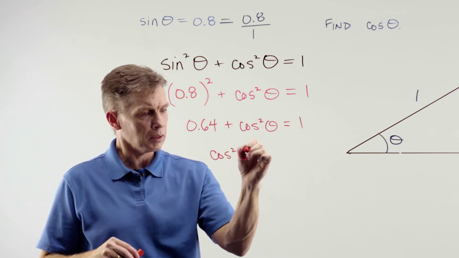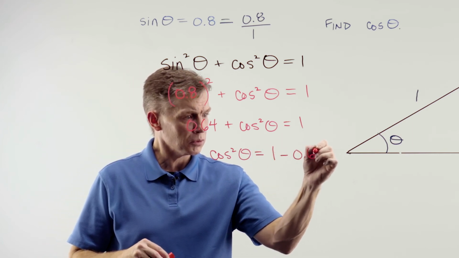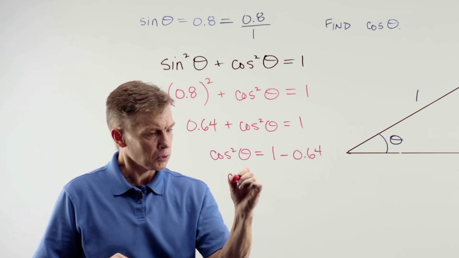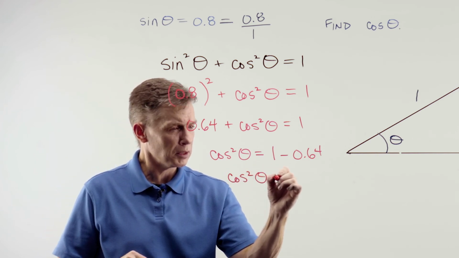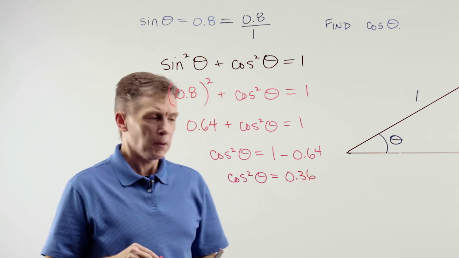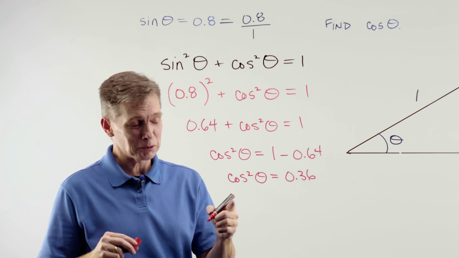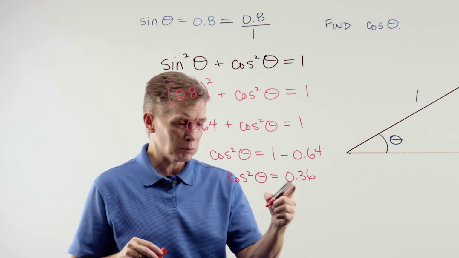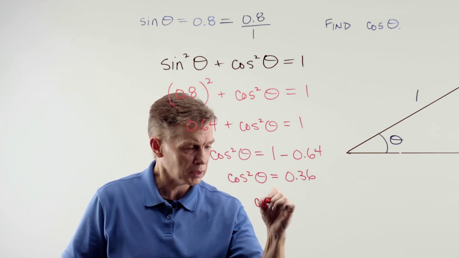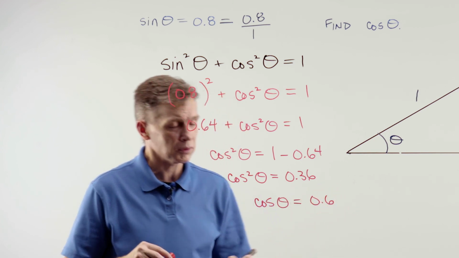Cosine squared of theta equals 1 minus 0.64. So cosine squared of theta equals 0.36. And I'm on a roll. I think I could do this without a calculator as well, only because the numbers are kind of nice. I can square root both sides and get cosine of theta equals 0.6.